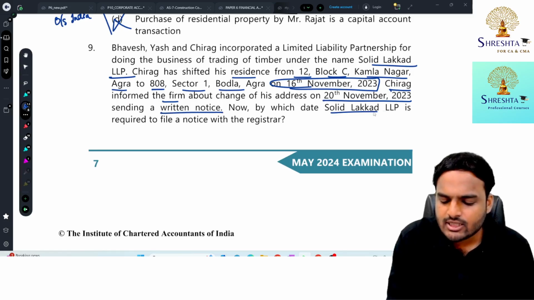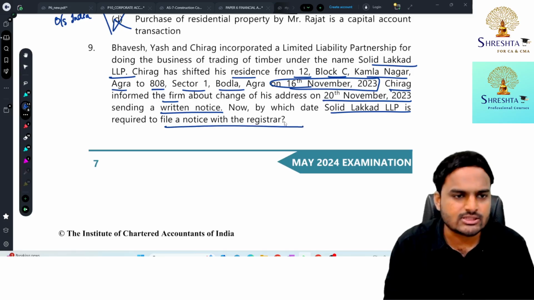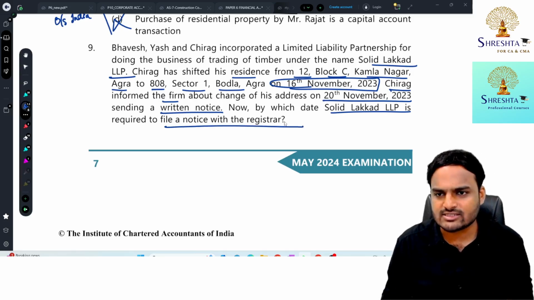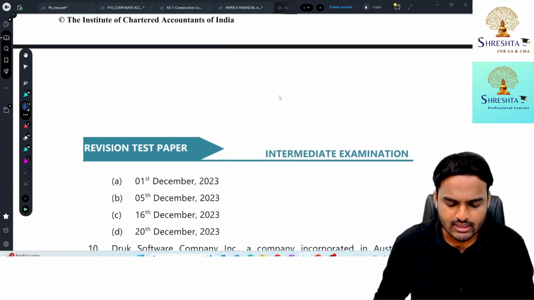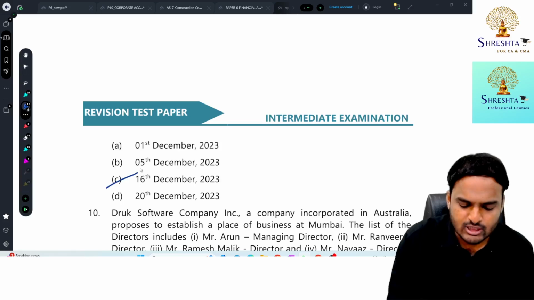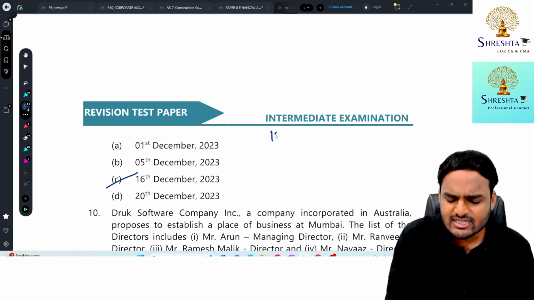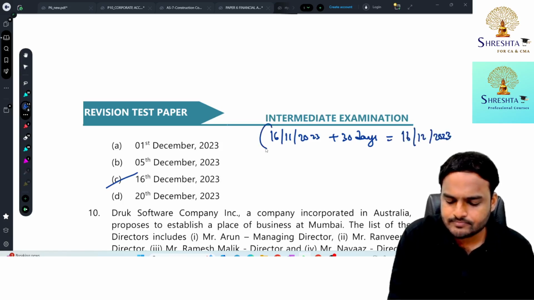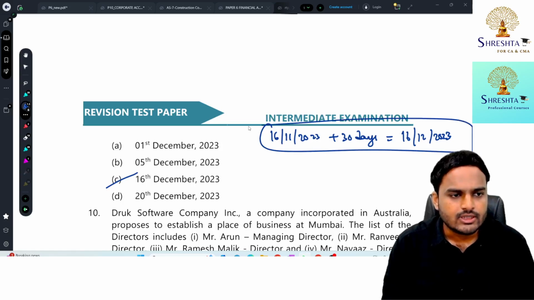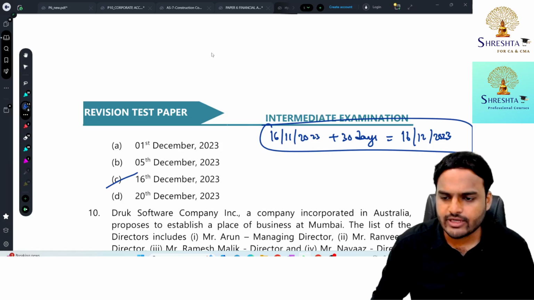Now, by which date is LLP required to file a notice with registrar? Within 30 days of changes, LLP has to communicate the same with a registrar. So accordingly, the correct option is 16th December 2023. When did the changes happen? 16th November 2023. Just add 30 days. 16th December 2023. Is it clear? Everyone.